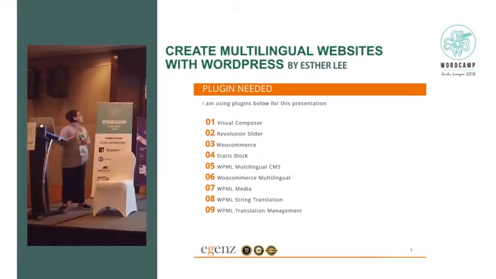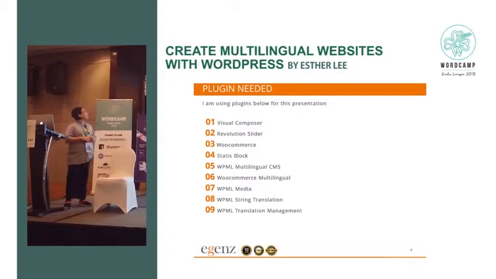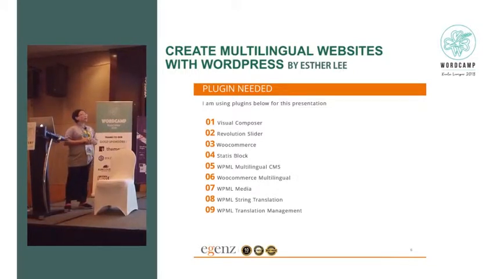So for this demo, these are the plugins that I installed. Basically, I'm using Visual Composer Builder, Revolution Slider, which is going to be in the home page, the big banner, and then WooCommerce, Study Block. Okay, number 5 to number 9, 1, 2, 3, 4, 5, there's a total of 5 plugins. All of them are by WPML.